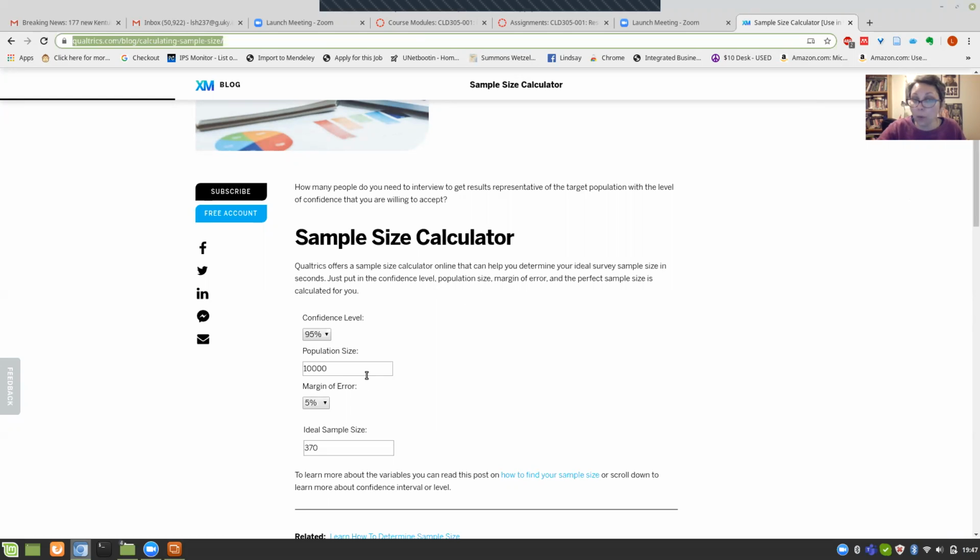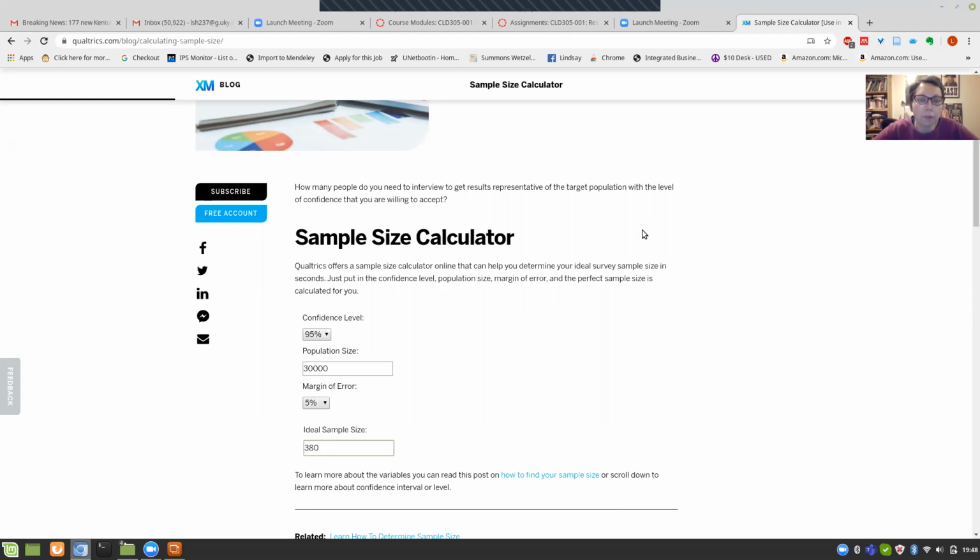And we also have a sample size calculator. So again, if we're interested in the entire UK student population, I'm going to put in 30,000, which is just an estimate. I'm not going to look up the actual number. Okay, look, my ideal sample size is 380 students. Isn't that something?